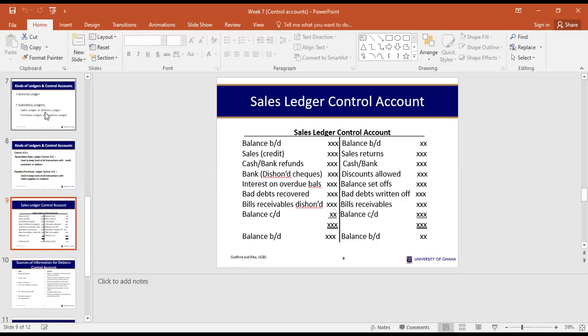Okay, you have to take note of it very, very well. It's very important. So in this particular case, you see that there are two balances, debit balance and credit balance. It's very possible that your debtors can have both a credit balance and a debit balance. In some cases there are. And sometimes it can be just one.